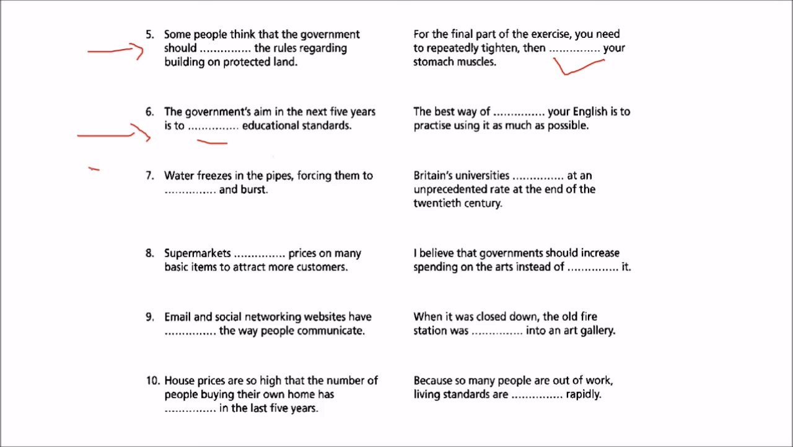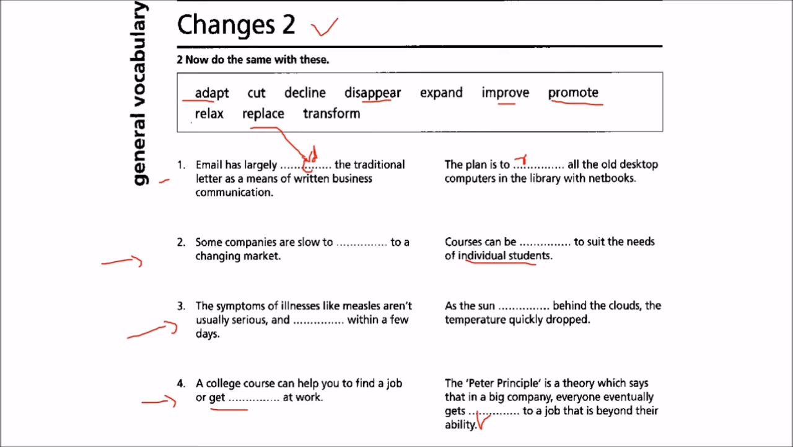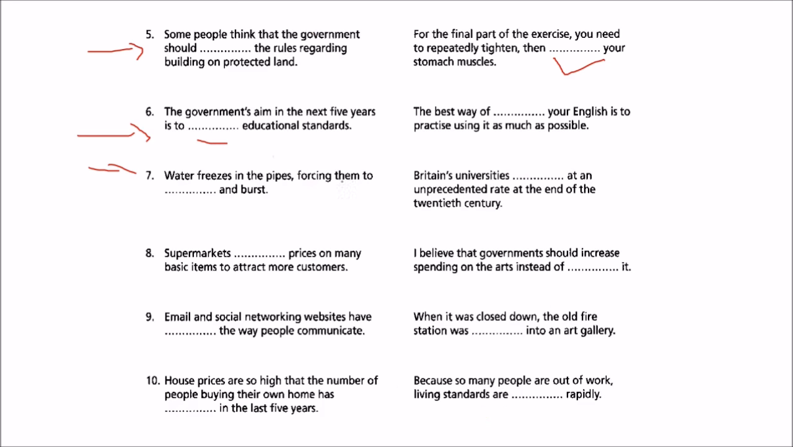The seventh one. Water freezes in the pipes, forcing them to dash and burst. What are we going to use here? Expand. Use expand here. Water freezes in the pipes, forcing them to expand and burst. Then Britain's universities dash at an unprecedented rate. So we'll use expanded at an unprecedented rate at the end of the 20th century.